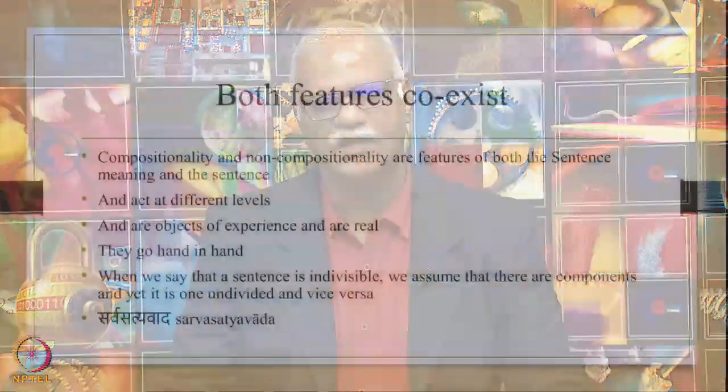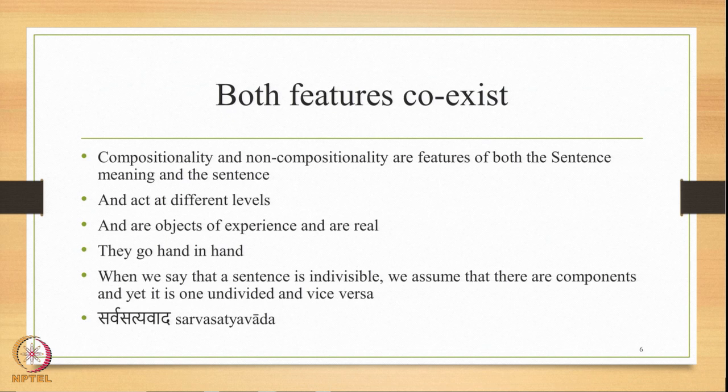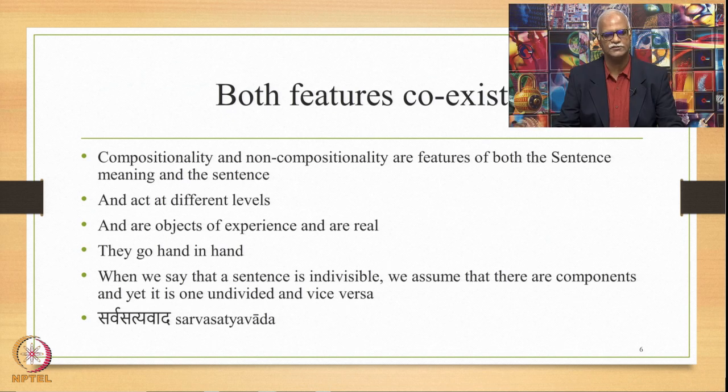We remark that it is the observation that both these features, the compositionality as well as non-compositionality, coexist. They are features of both the sentence meaning and the sentence, and act at different levels and are objects of different experiences, and they are real. Both of them are experienced, compositionality as well as non-compositionality, sakhandatva as well as akhandatva, as far as the sentence meaning and the sentence is concerned. Both of them go hand in hand.